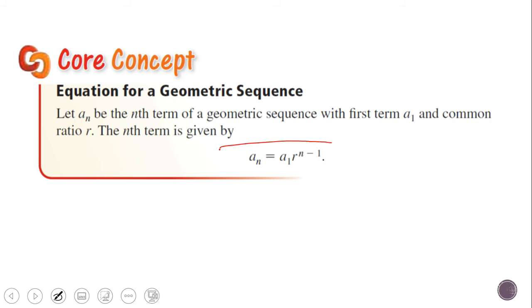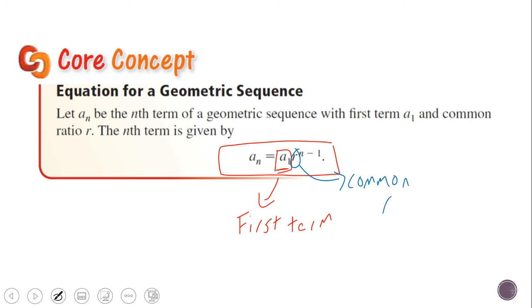Last thing that we want to talk about here is creating the equation for a geometric sequence. So a sub n, let a sub n be the nth term of a geometric sequence with the first term a sub 1. R is your common ratio right in there. So a sub 1 represents our first term, and then r represents your common ratio. So make sure you have that down.